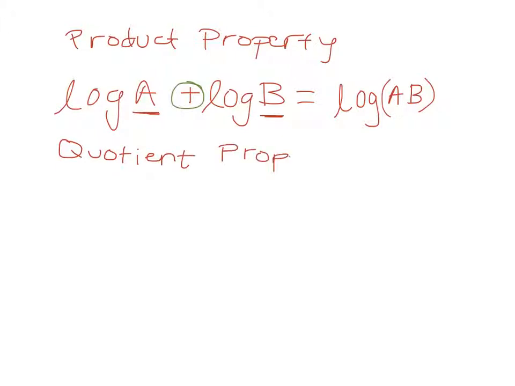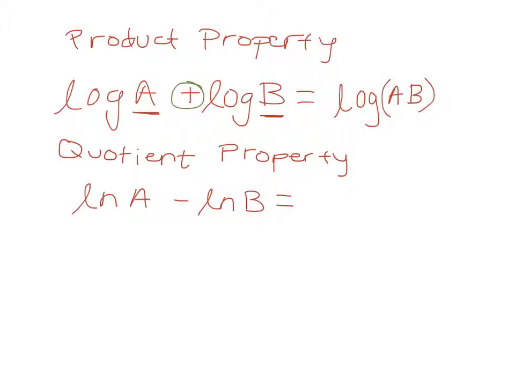Then we have a similar property called the quotient property. This time I'm going to use a different kind of well-known log. If I write ln of A and ln of B, if I have ln and don't write the base, it's because I'm assuming that the base is base e. That's natural logs. They always have the base e.